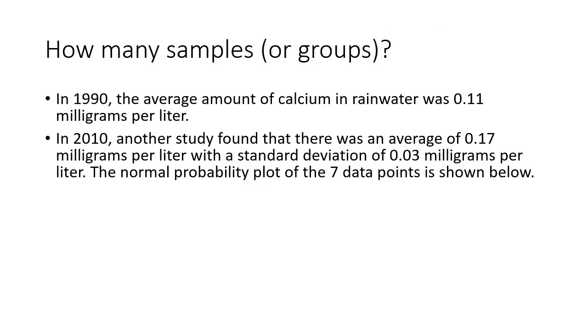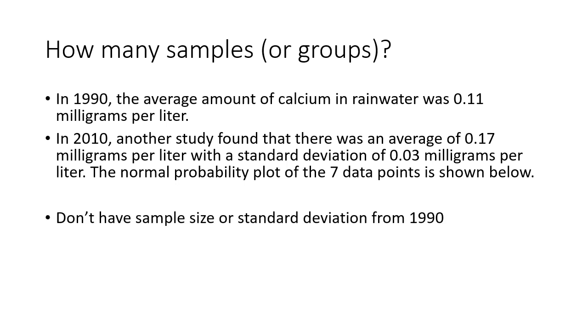To decide between a one-sample and two-sample t-test, we should look at how many samples or groups we have data for. In this problem, we have information about both 1990 and 2010. But if we look closely, we see that in 2010, we have information about the mean, the standard deviation, and the sample size. But in 1990, we only have information about the mean. We don't have the sample size or the standard deviation from that year.